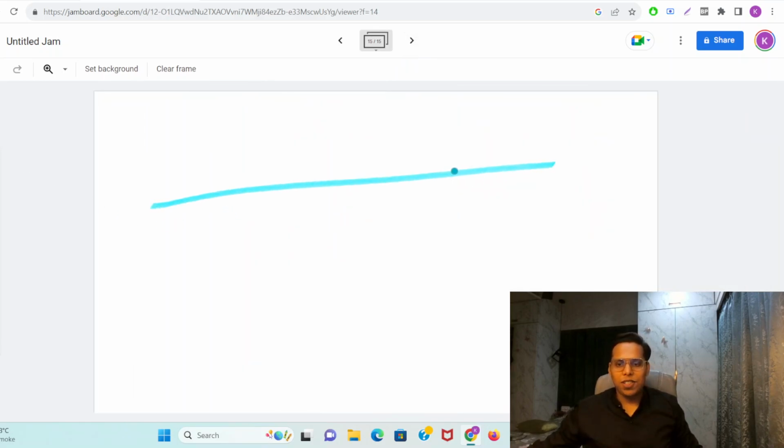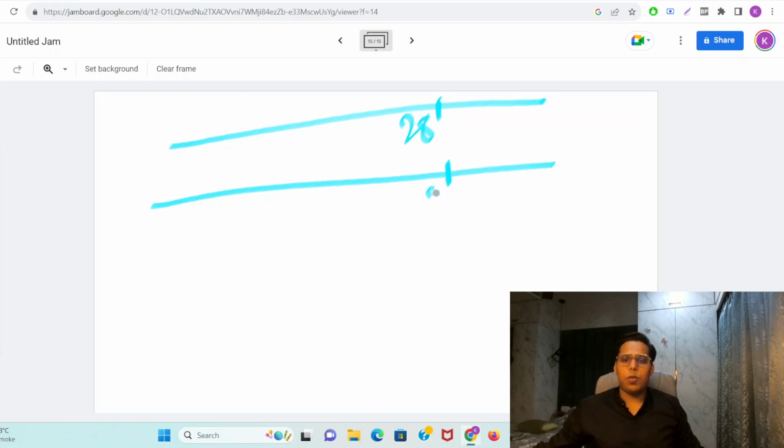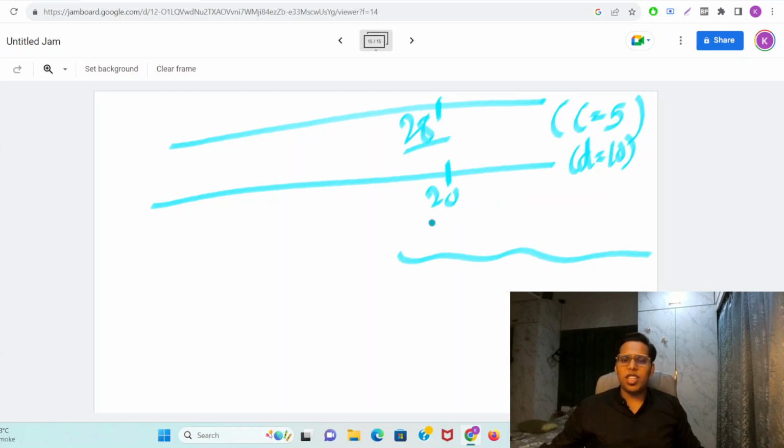For example, if I was here, let's say I write something very important. Okay, 28 and 20, and my C is equal to say 5, and D is equal to 10. So what will I do? Calculate aj, this is my j, 28 minus 20 plus d minus c, 10 minus 5, 5. So 28 minus 20 is 8, plus 5, 13.